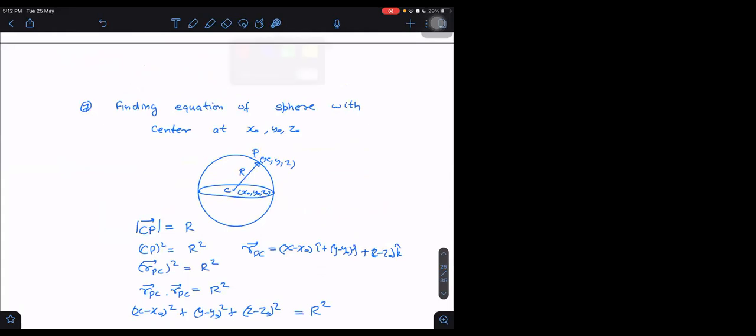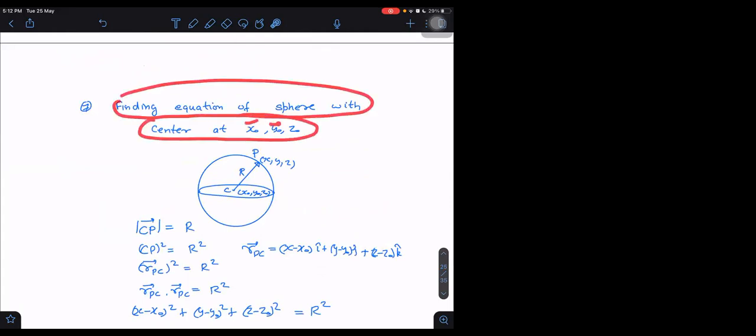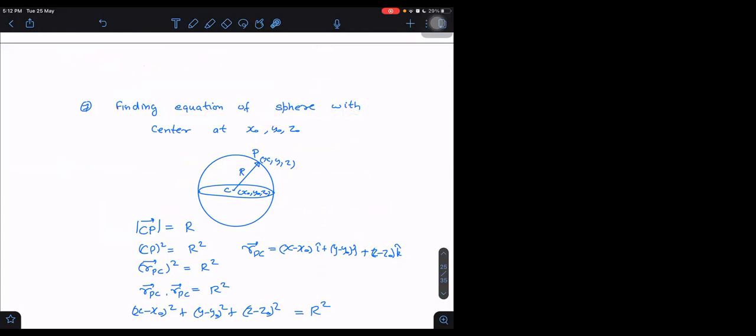This can also help us in finding the equation of a sphere with center given at x0, y0, and z0. Let us say I want to write the equation of a sphere. What is the property of a sphere? What is the locus of the points which represent this sphere? The sphere is the locus of the points which are at the same distance from a given point C, right or not? If I look at the surface of the sphere, then that point on the surface will always be at the same distance from the center, right or not?